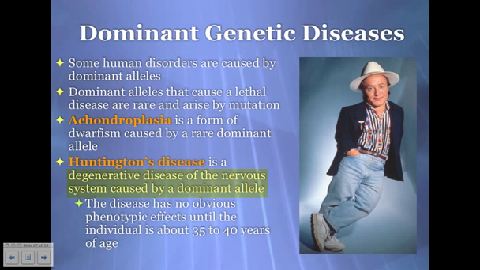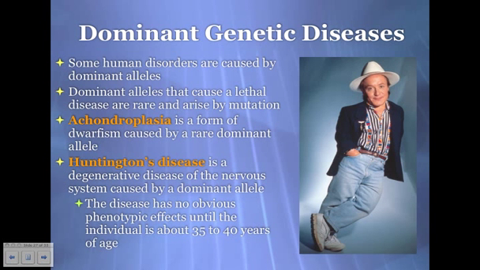The disease, however, has no obvious phenotypic effects until the individual is about 35 to 40 years of age, possibly older, which explains why such lethal dominant alleles still exist, because by the time of onset, individuals may have already mated and produced offspring and passed those genes on to the next generation. So these exist because they're still being passed on.